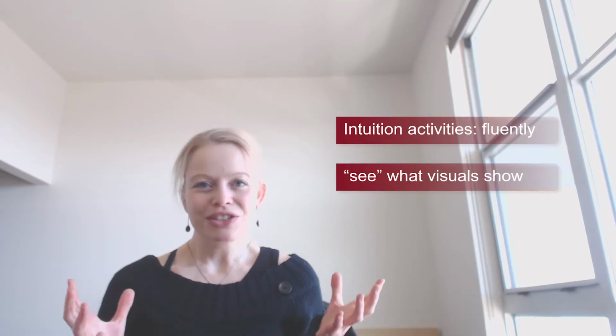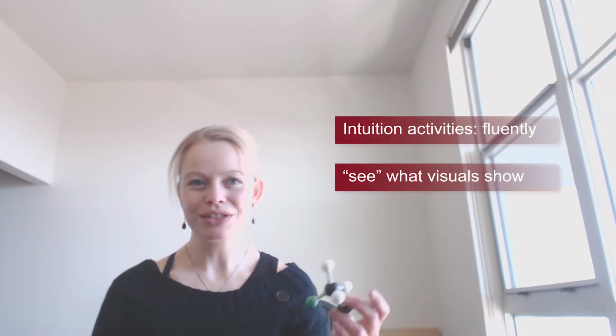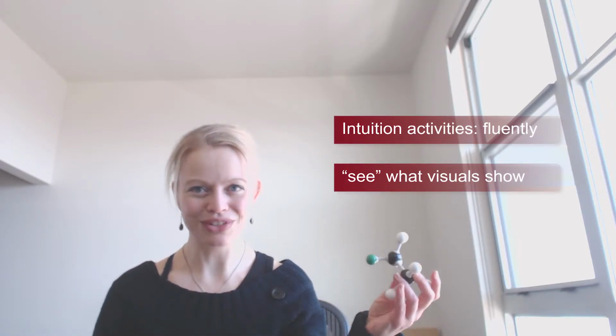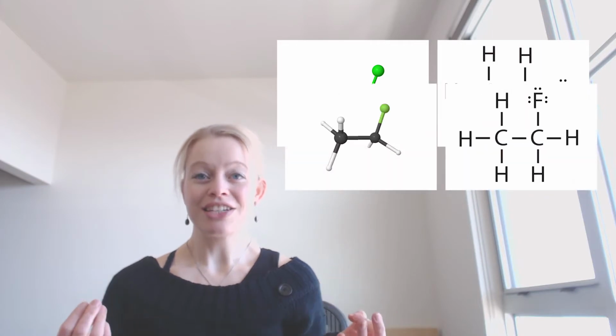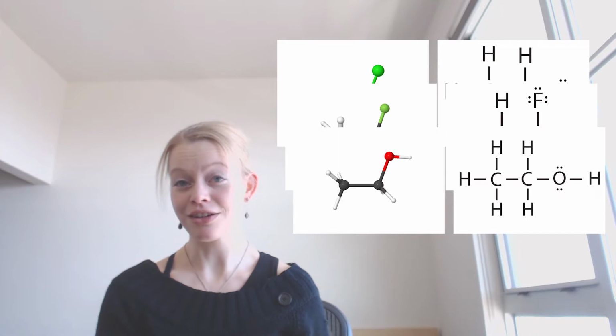The second type of activity are intuition activities. Chemists are so fluent in translating between visuals like these ball and stick models and Lewis structures that they can just immediately see that these two visuals show the same molecule. And to get to this point, to have these perceptual intuitions that are almost automatic, intuition activities expose students to many example visuals that are designed so that they draw students' attention to relevant features like the color of the spheres.